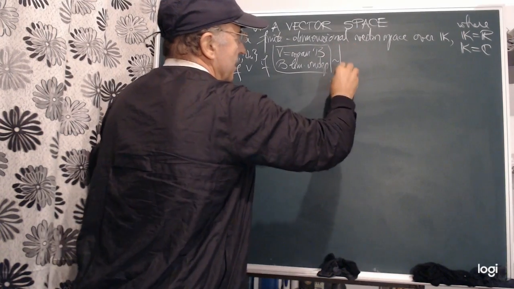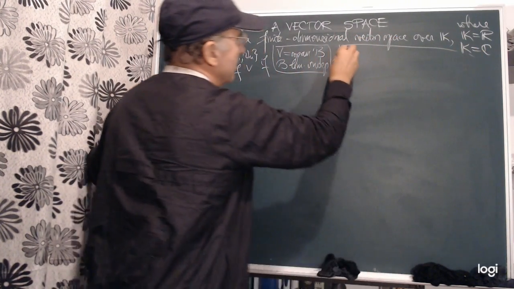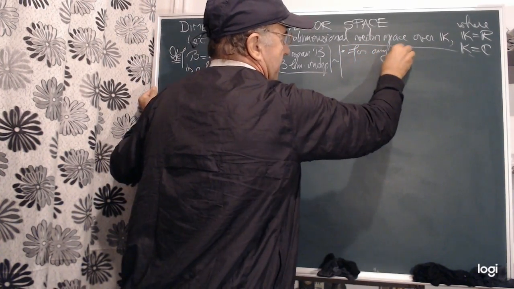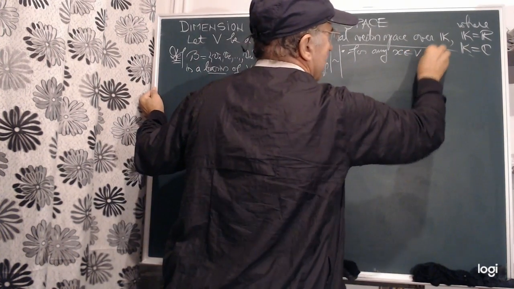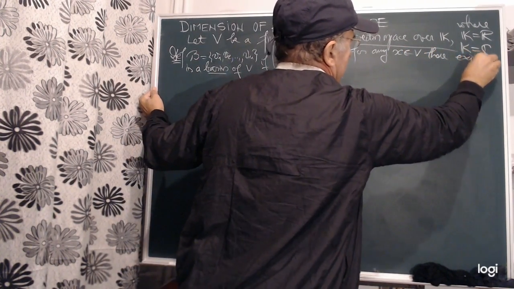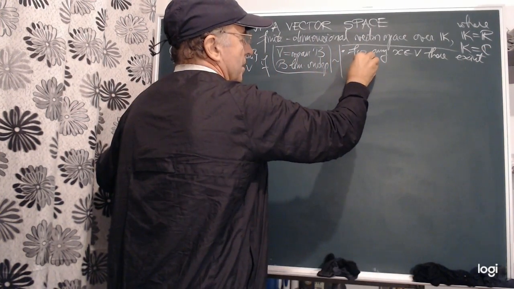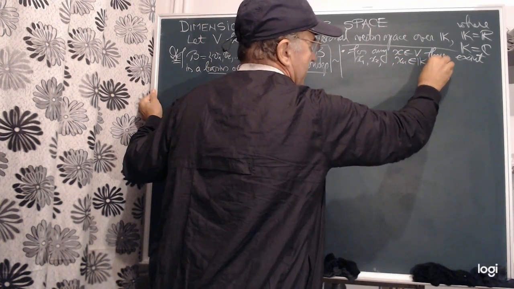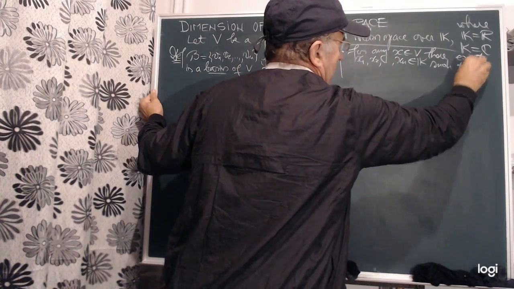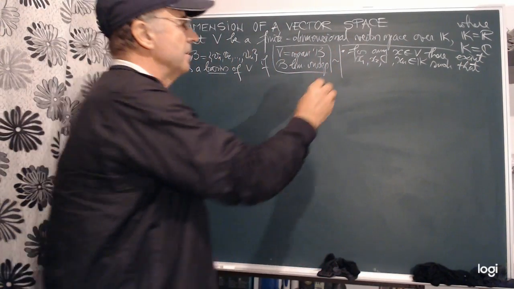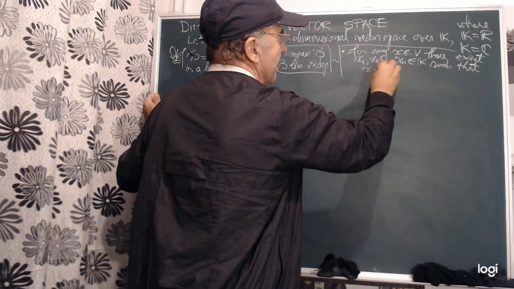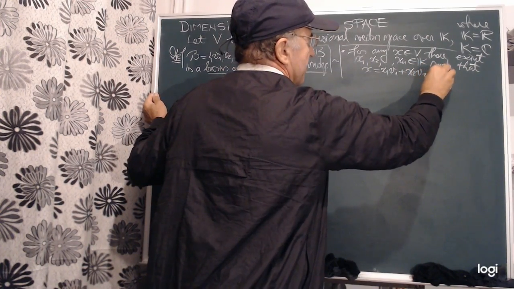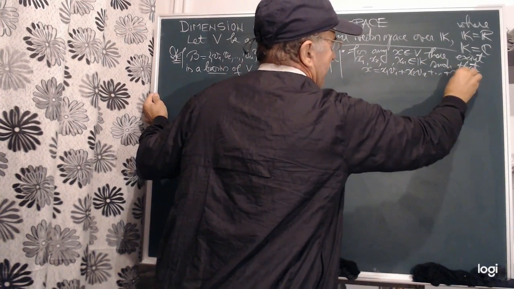Explicitly, in more detail, firstly, for any vector x from V, there exist x1, x2 up to xn in K, such that x can be written as a linear combination: x equals x1 v1 plus x2 v2 plus so on up to xn vn.